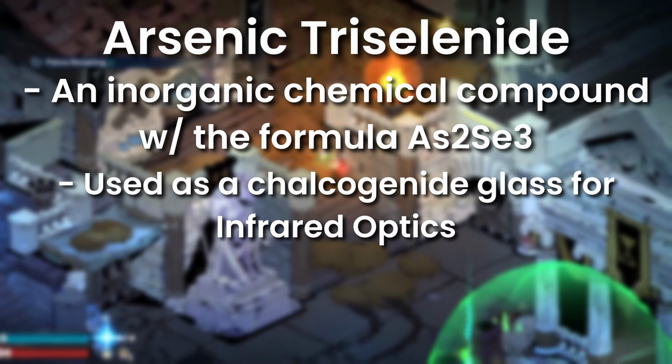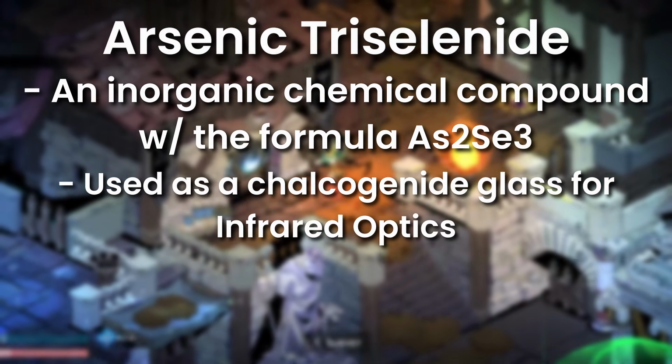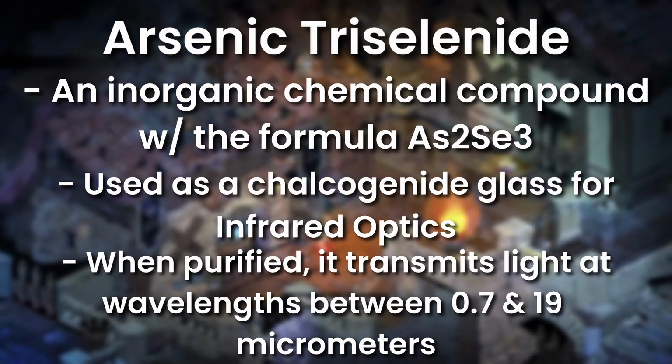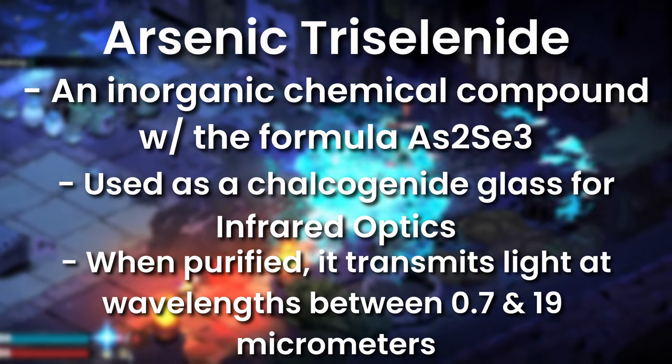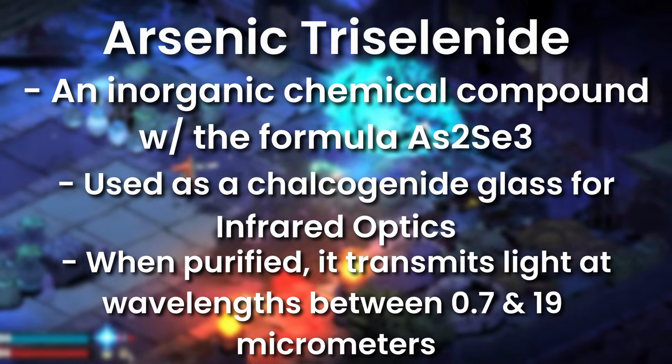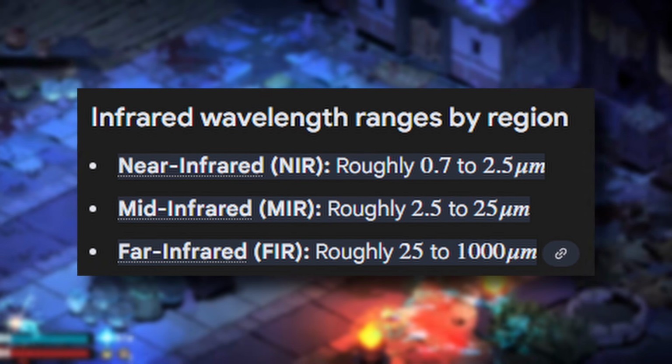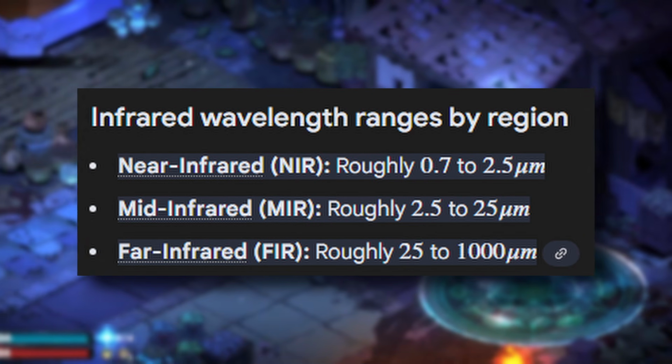Arsenic triselenide is an inorganic chemical compound with the chemical formula As2Se3 and is used as a chalcogenide glass for infrared optics. When this compound is purified, it transmits light with wavelengths between 0.7 and 19 micrometers. I believe this to be very significant because this is the infrared wavelength of the electromagnetic spectrum.